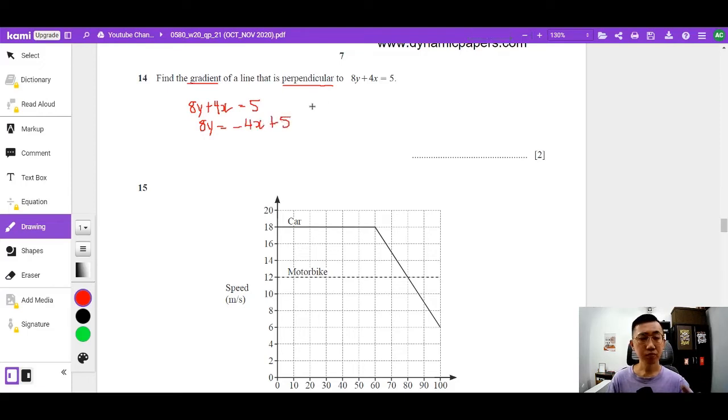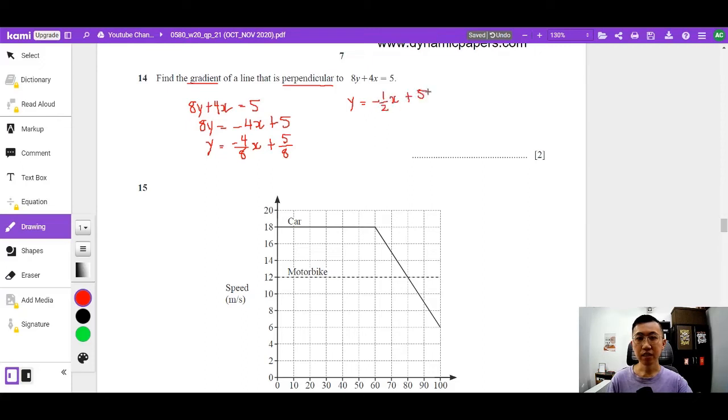We are trying to get the pattern of y equals mx plus c. So now I'm going to make 8 go towards the other side to become a divide. So y equals negative 4 divided by 8x plus 5 also will have to divide by 8. Remember, you have to divide both terms. So from here, simplify. y equals, I know you can simplify to become negative half.